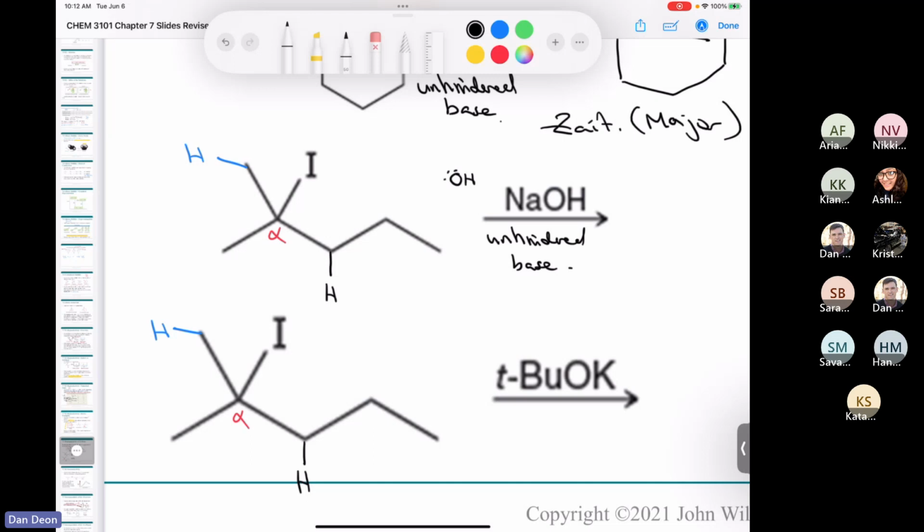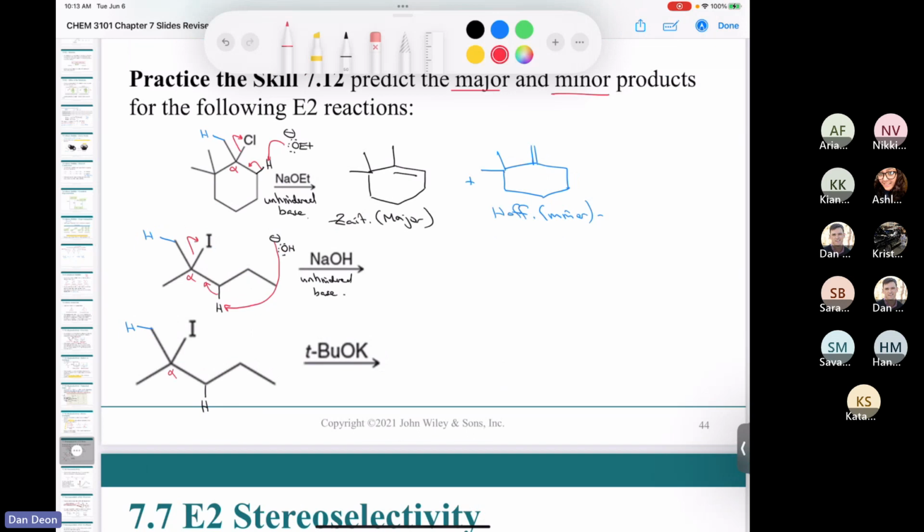So we could draw the mechanism for that. It's going to pull off the black proton, which is going to give us the Zaitsev product like this. And so our major product, when we pull off the black proton, is going to be this guy like this. So this is our major product. You can write Zaitsev in there. And then our minor product is going to result from the removal of the blue proton, like this. So this is going to be our minor product.